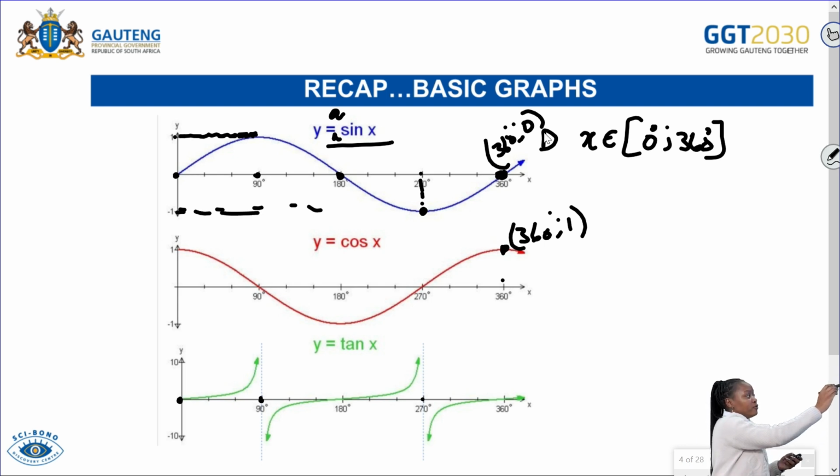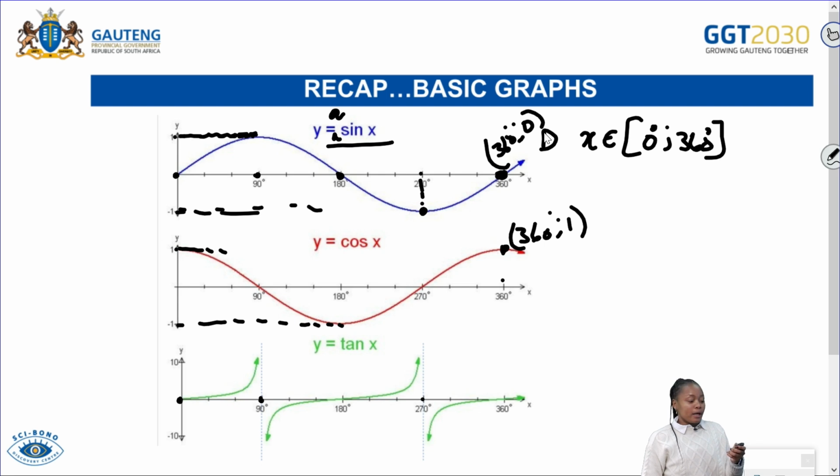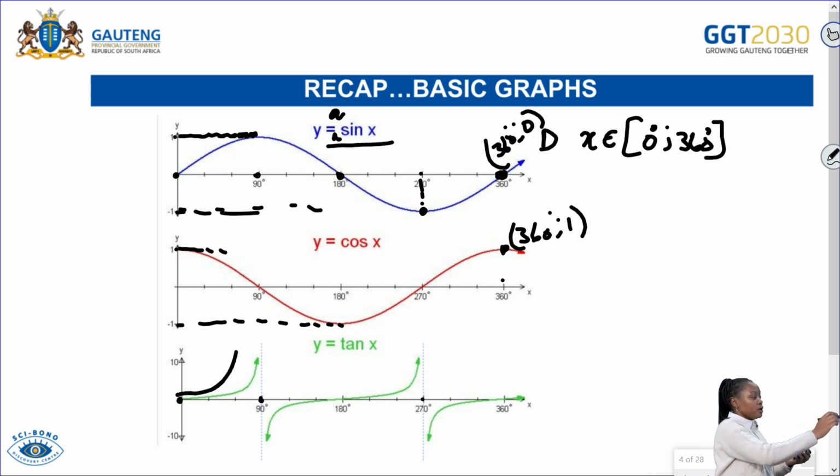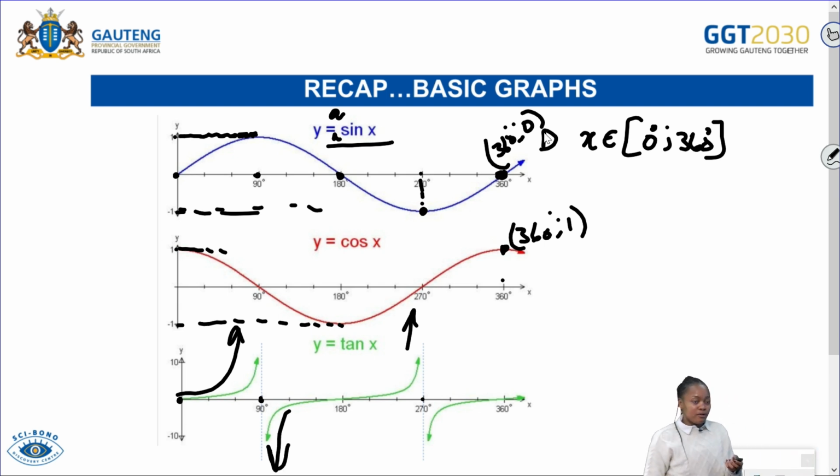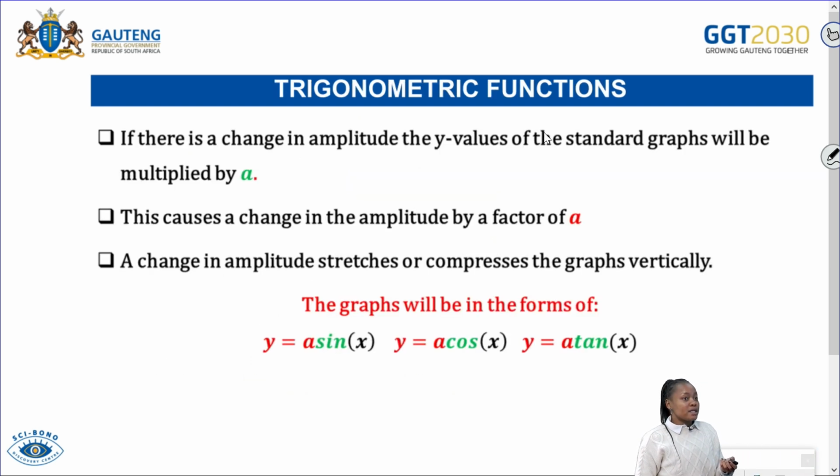Those are your range. On your tan graph, it goes up until infinity. Remember, it doesn't end anywhere. It goes up until infinity on this side, and also on this side, and even on this side, it goes up until infinity. So your amplitude doesn't affect the tan graph.